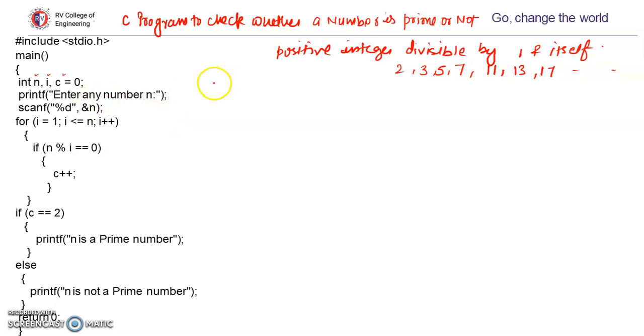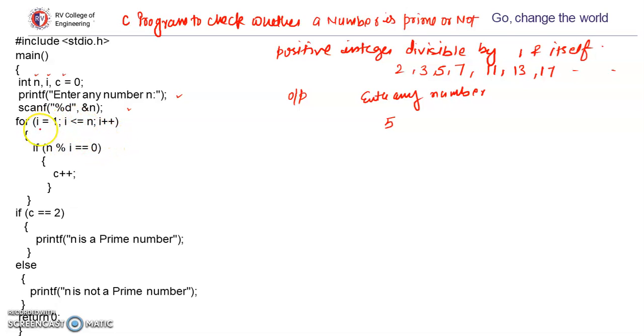So initially we are saying c is equal to 0, and then this printf message, "enter any number", will just print the message as it is, and then in the scanf function we have taken n, so this n value will be taken from the user. So for example, the output will be, this message will be displayed on the screen, and then suppose the user enters 5.